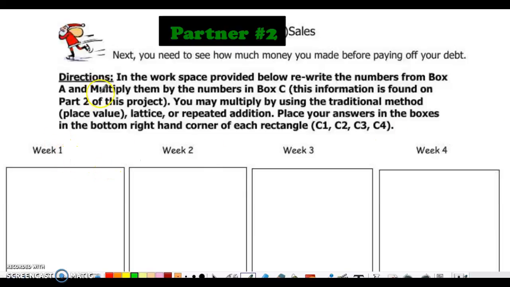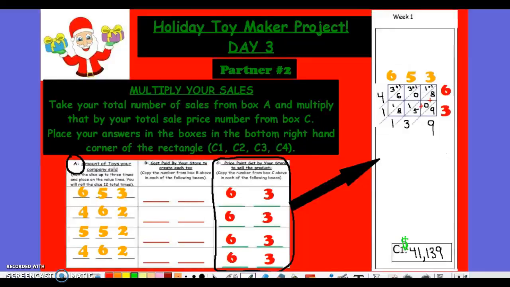Let me show you exactly what it's going to look like in these boxes. As I go back to the regular page, you remember during part 2 you found out that you sold 653 toys in the first week, 462 in the second, 552 in the third, and 462 in the fourth week. Now, these are all examples. You came up with your own types of examples, or you found out during place value how many you sold each week. Those are the numbers you want to use. And this is also an example. Your toy probably cost a different amount than $63, and that's okay.